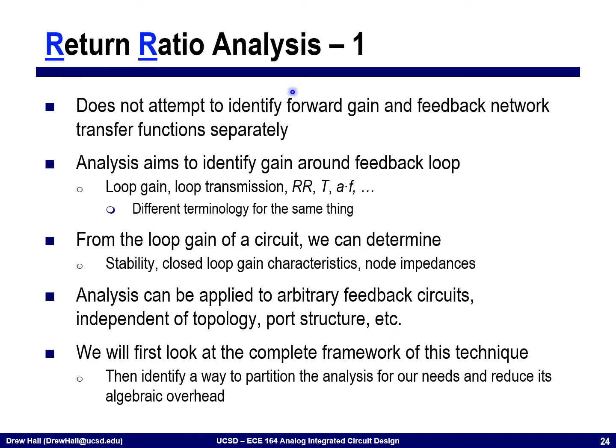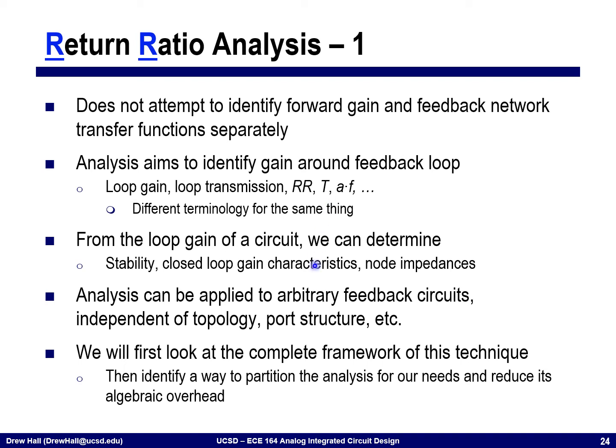All right, so as I said, this return ratio analysis, we don't try to identify the feed-forward gain. We don't try to identify the feedback network separately. We simply try to find the gain around this feedback loop. And so this is what we're going to call the loop gain, loop transmission, return ratio, T, A of F. These are all the same thing. They mean the loop gain.